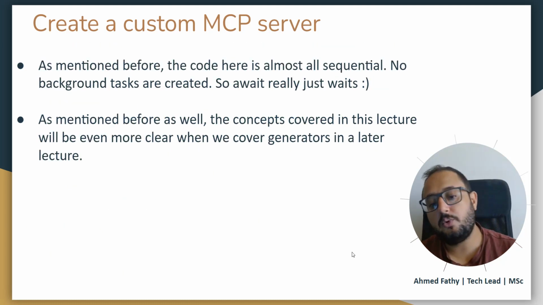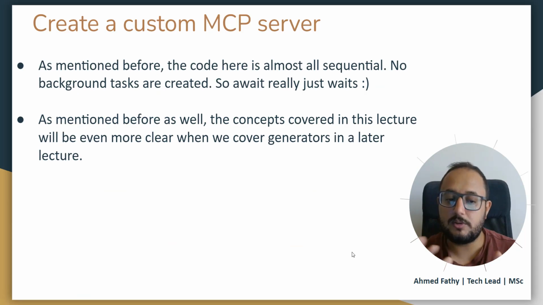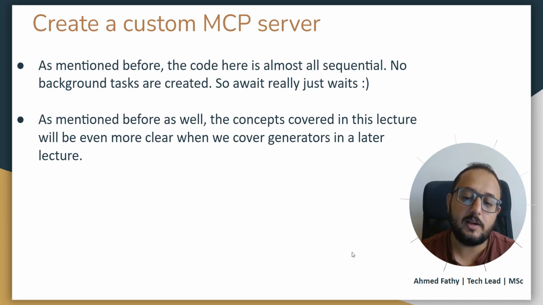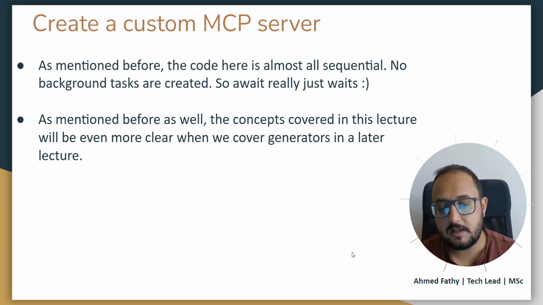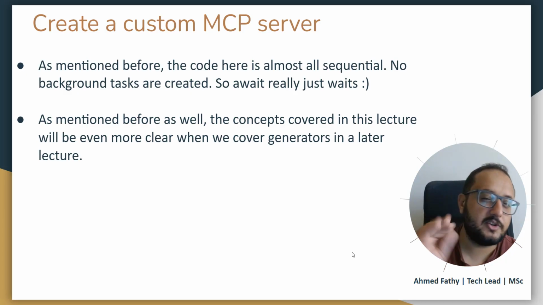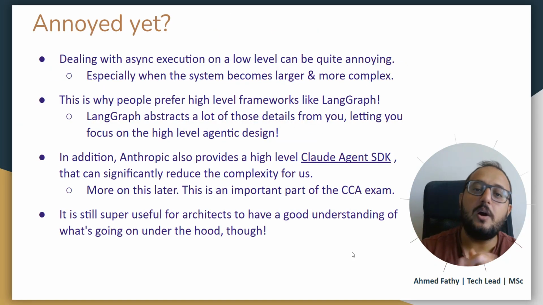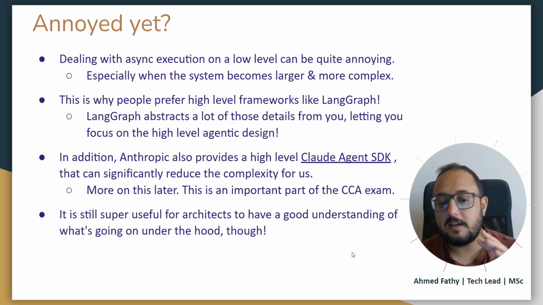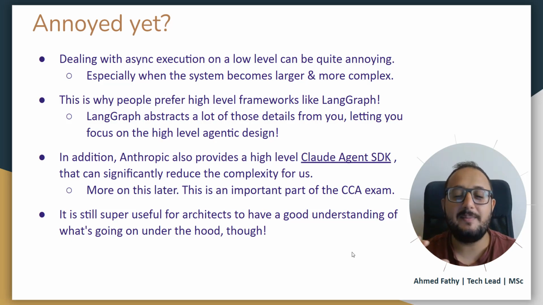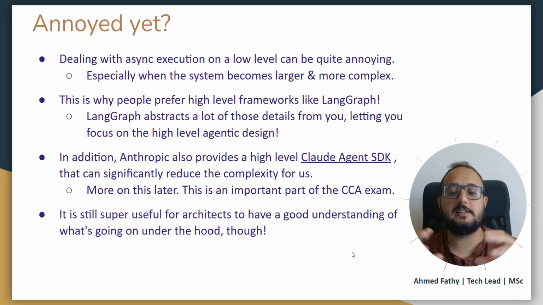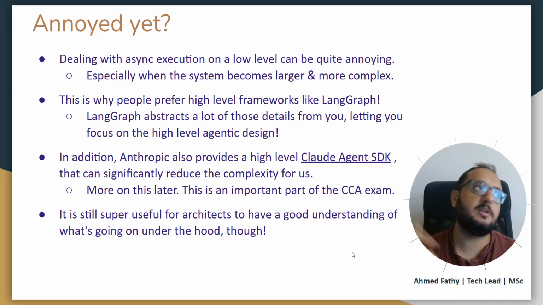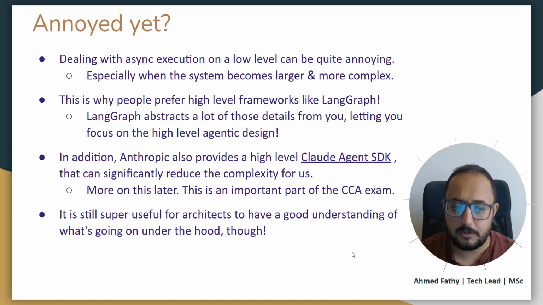As mentioned before, the code here is almost all sequential, no background tasks are created, so await really just waits. As mentioned before as well, the concepts covered in this lecture will be even more clear when we cover generators in a later lecture. Okay, so are you annoyed yet? I suppose yes. Dealing with async execution on that low level can be quite annoying, especially when the system becomes larger and more complex with a lot of agents and a lot of nodes and so on.